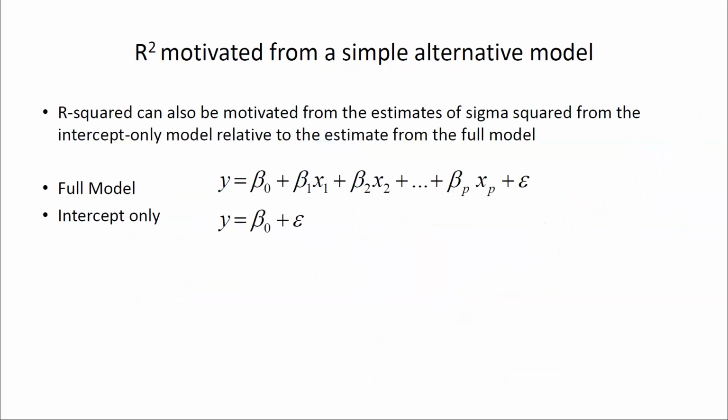So there's a second explanation. We can also motivate R squared from the estimates of sigma squared from the intercept-only model relative to the estimate from the full model. The intercept-only model is the model where I have only the intercept in here. So y equals beta 0 plus epsilon. And the full model is, well, the usual one. On the previous slide, we just had one x variable. In general, of course, we have many.